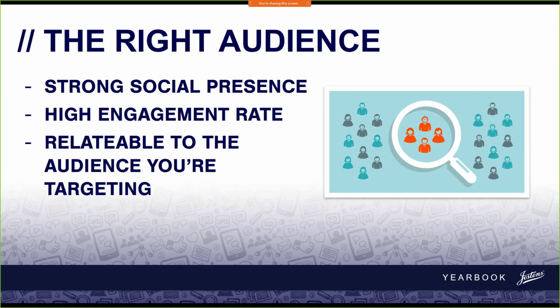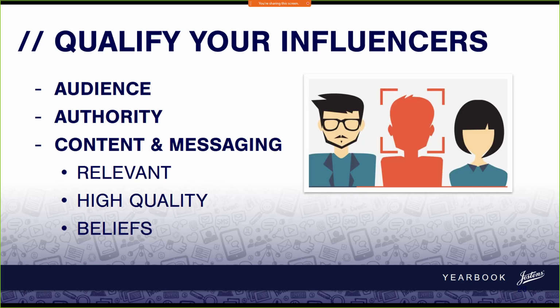So the most important step of developing an influencer strategy is finding the right influencers. So when it comes to your yearbook brand, start thinking about people in your school that have a strong social presence, have a high engagement rate, which we'll talk about here in a little bit, and that are relatable to the audience you're targeting. So once you think you have found the right influencers, it's more important to qualify them. So we'll go through that a little bit here.